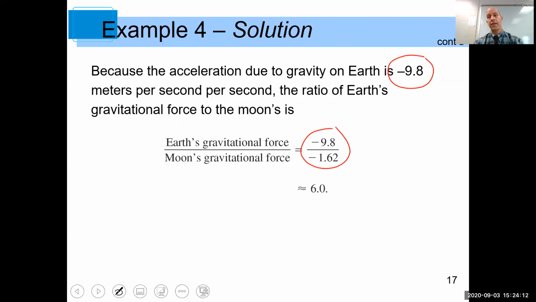Another way you could think of that is if someone weighed 120 pounds here on Earth, then that would be like 20 pounds on the moon, because that would be 1/6.